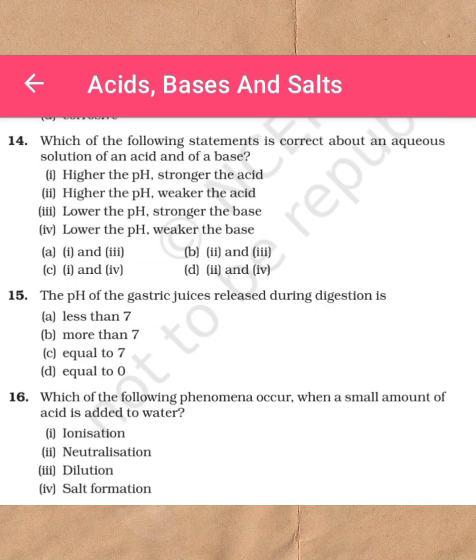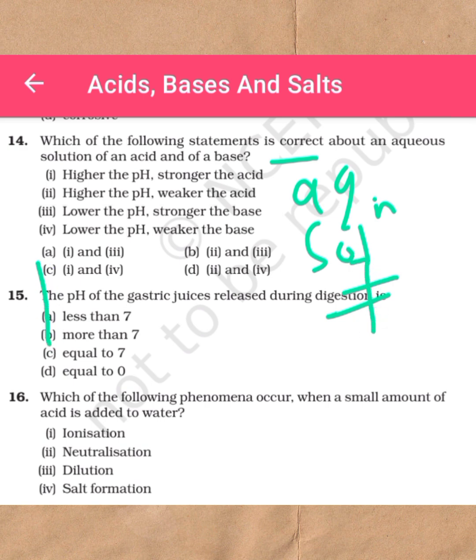Next question is question number 14. Which of the following statements is correct about an aqueous solution of an acid and of a base? So we have aqueous solutions of acid and base. The given statement says higher the pH, stronger the acid. For acid, the pH will be between 0 to 7. Higher pH, near about 7, is related to a weak acid, and the statement says stronger acid, so it will be wrong.